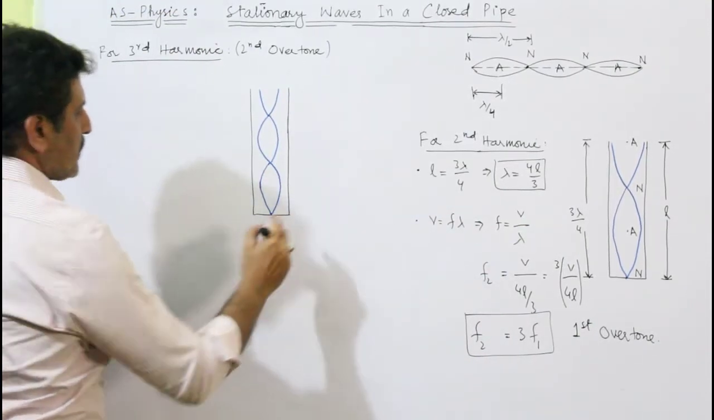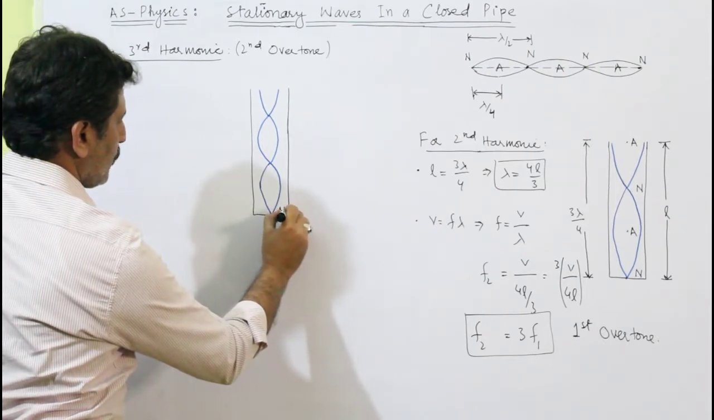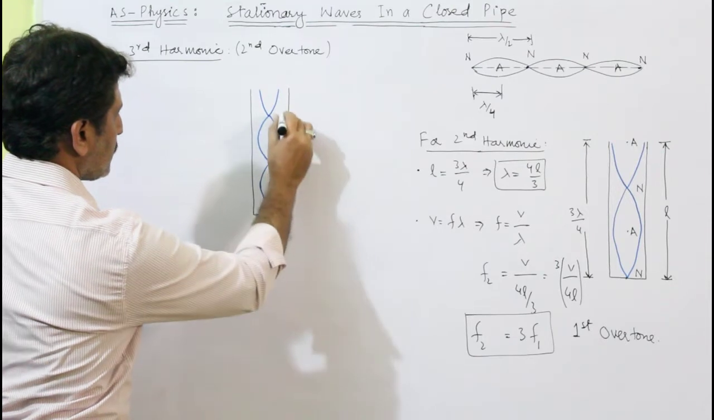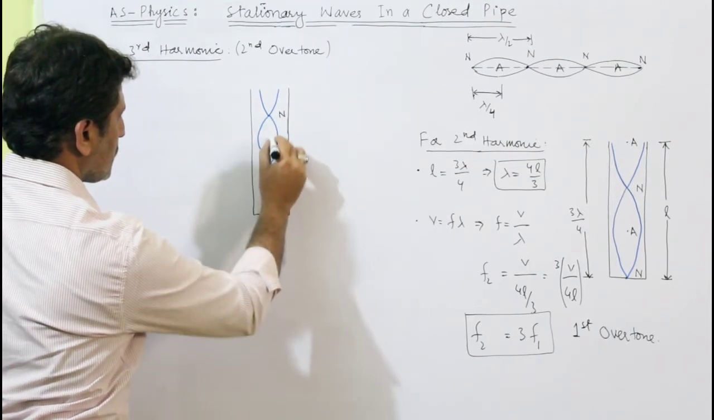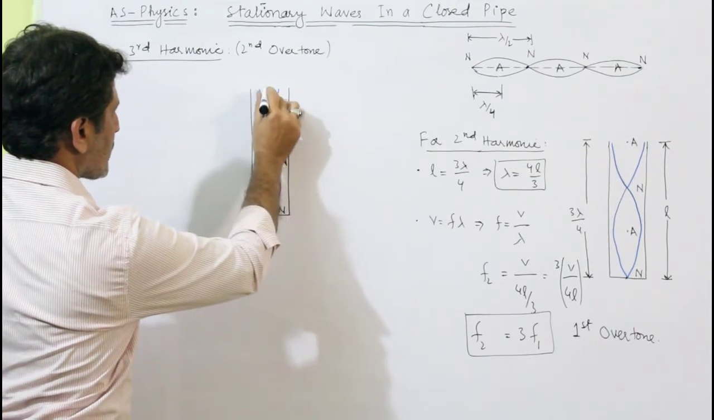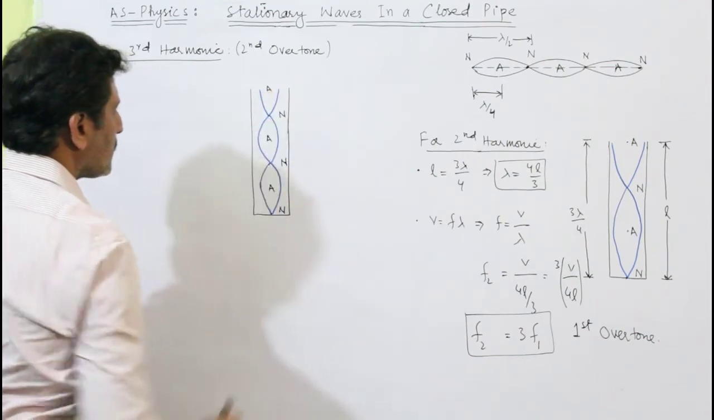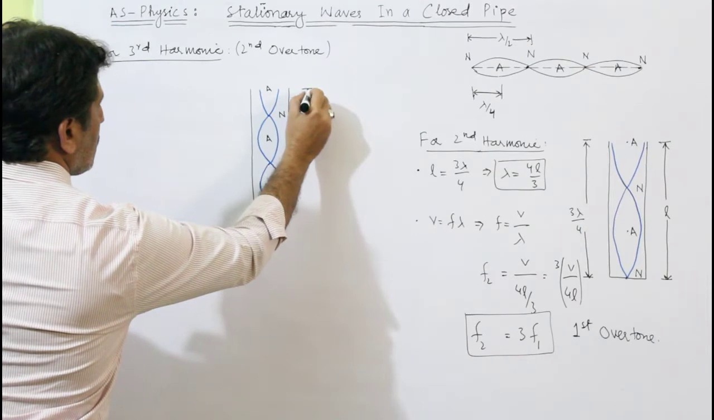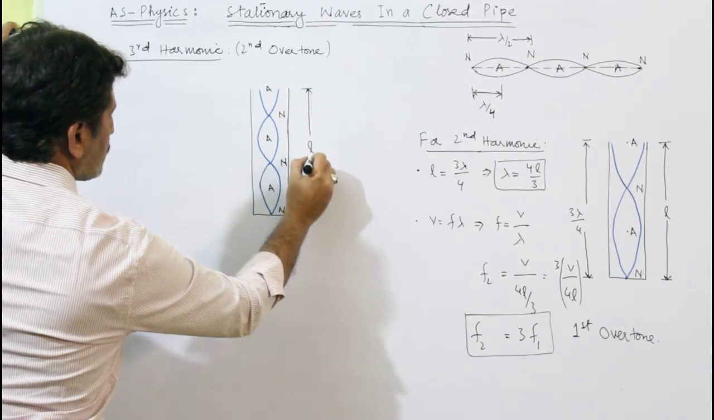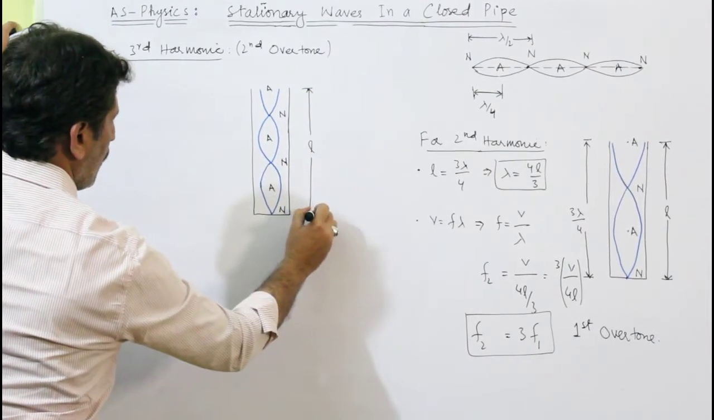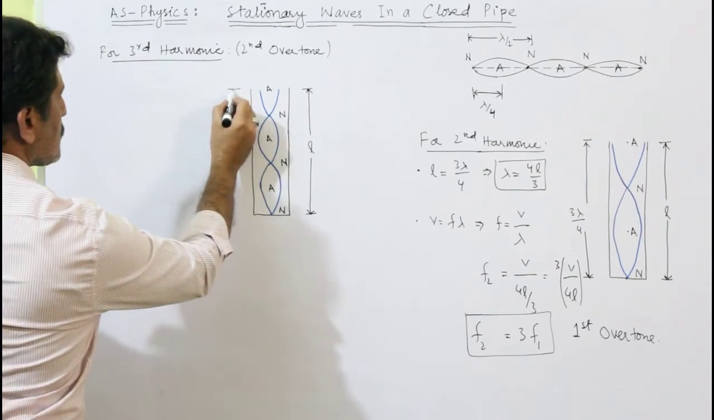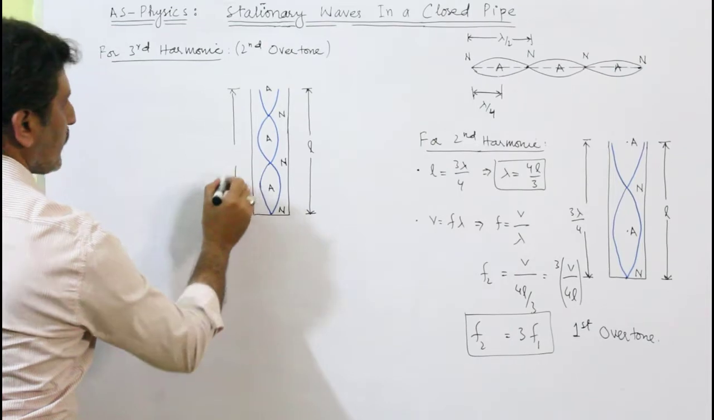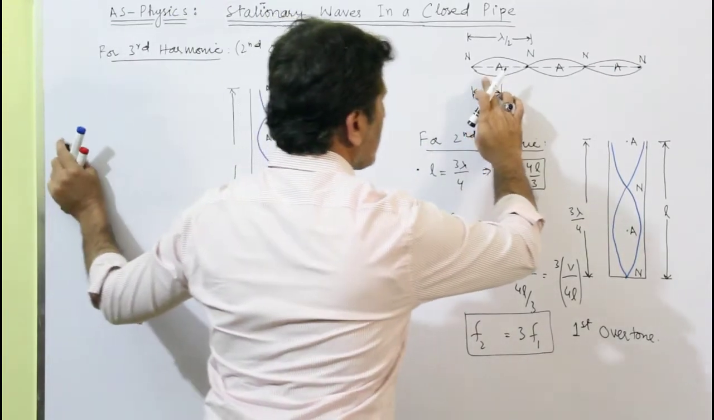Now we can represent the positions of node and antinode. Now we have 3 nodes and 3 antinodes in this diagram, and we will hear the third loud sound, and we can show here the length of the tube is now converted into how many wavelengths. So to find out the number of wavelengths, we will take help from this diagram.